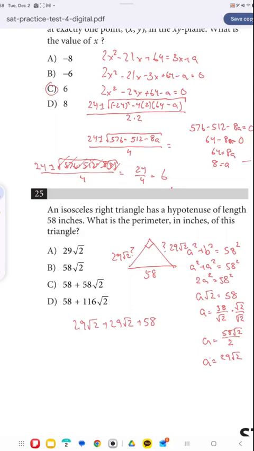And if we look at 29 square roots of 2 plus 29 square roots of 2, that can be simplified to 58 square roots of 2 plus 58. And that is answer C.